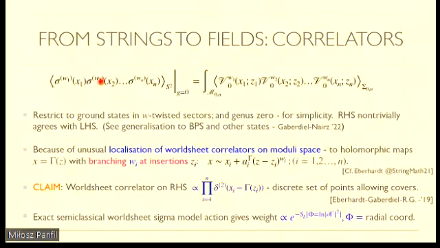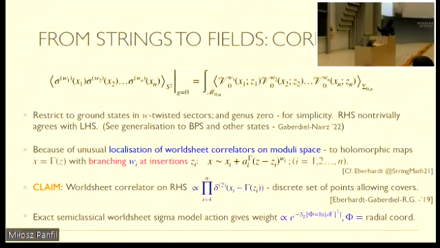Given the match of the spectrum, you can try to look at the correlators, and there is this unusual localization that we found with Lawrence and Matthias, that the right-hand side is delta function localized to points which admit these holomorphic covers, the rigid problem that I was explaining to you earlier.